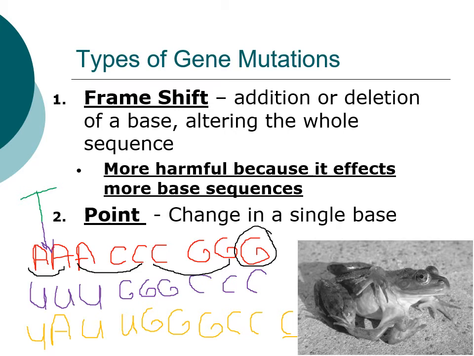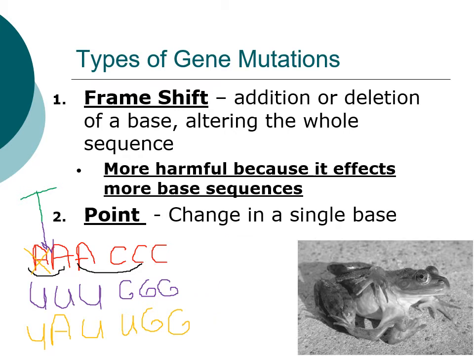And the same thing happens with a deletion. If I just deleted this A, and forget about the T, you would start with AAC, CCG, and then you have two left over that couldn't do anything. So you can see how messed up a really long strand of DNA could get if you are having frame shift mutations.